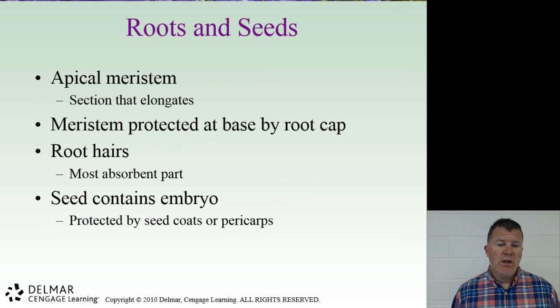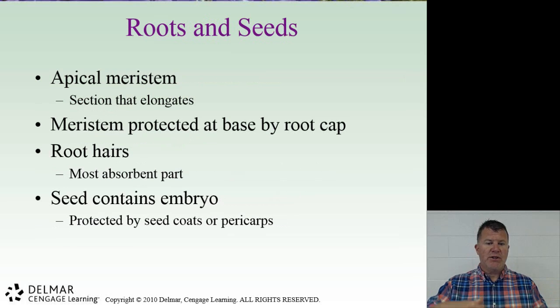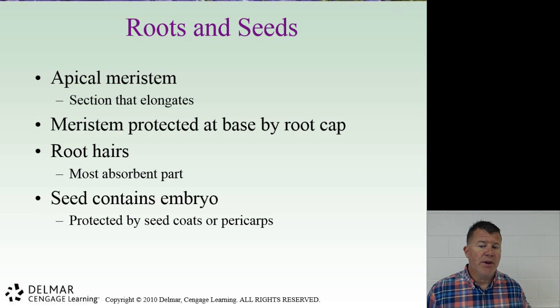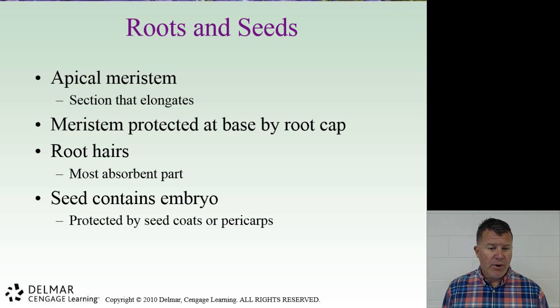Roots and seeds, you have the apical meristem. It's the section that elongates, and pretty much that's what you're going to be cutting off when you start pruning. You're definitely going to be cutting that apical meristem off if you want to keep a compact form. And the meristem is protected by the root cap. You have your root hairs. They're going to absorb the water and mineral nutrients, which is going to transport through the xylem. And then the seed contains the embryo, which is protected by seed coats and pericarps. And you will discuss that a lot more in plant science, ladies and gentlemen.